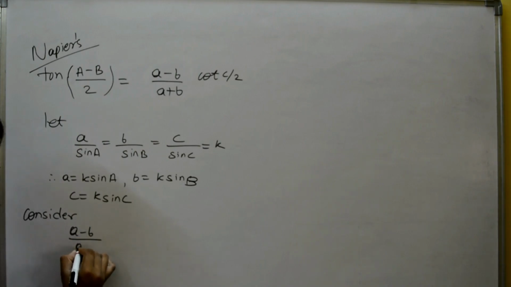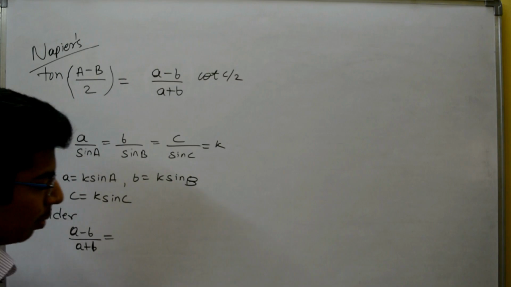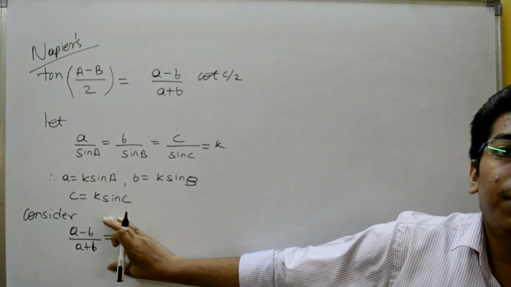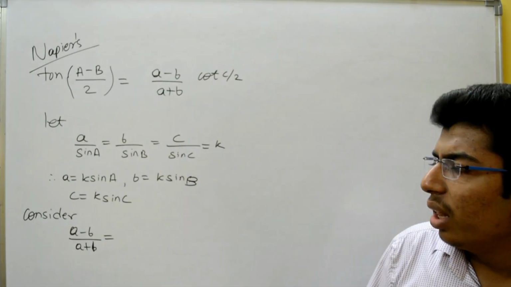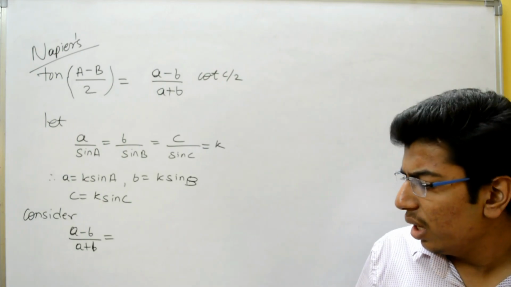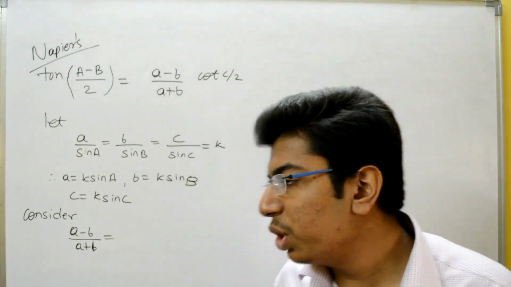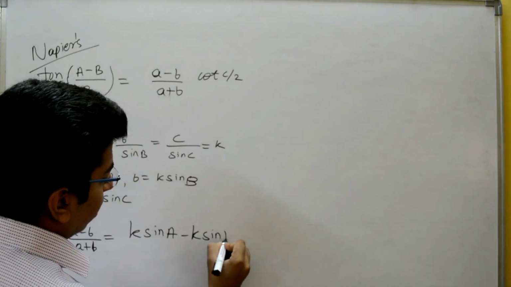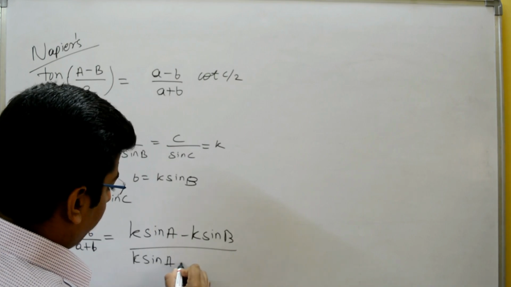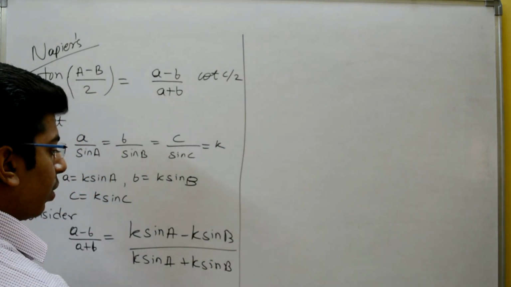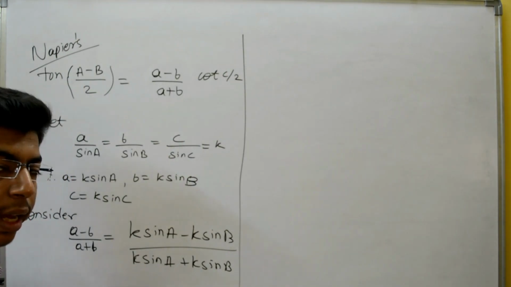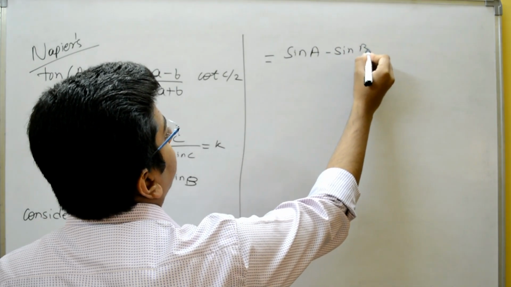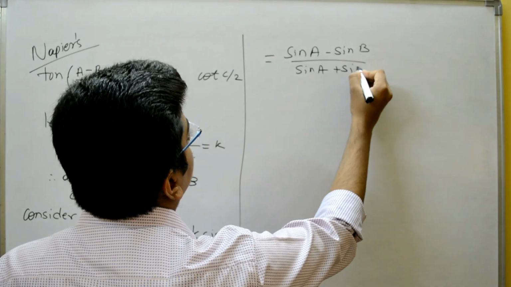(a minus b) upon (a plus b) is equal to, it's a particular step, we have to consider this in the example, only then it will be solved. There is no other method to solve this, it will be solved like this. Okay. So substituting the value of a and b over here, that is k sin A minus k sin B upon k sin A plus k sin B. Okay, so removing k outside and the k will cancel out, so the remaining will be (sin A minus sin B) upon (sin A plus sin B).